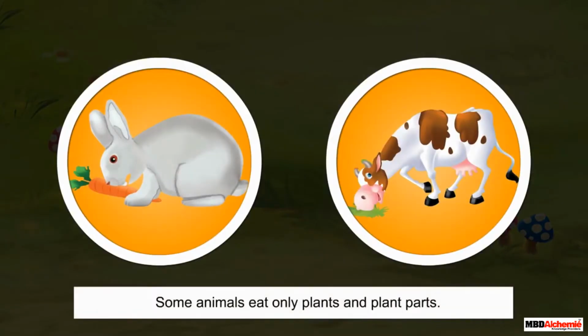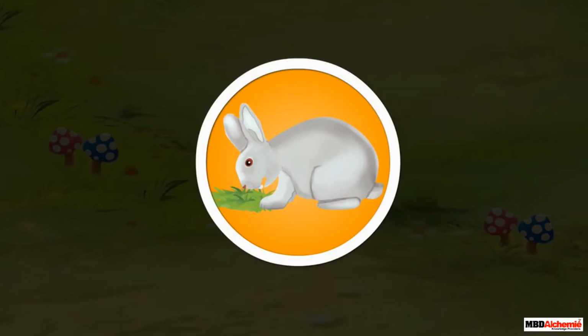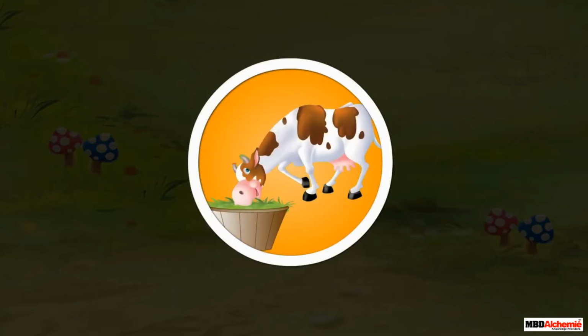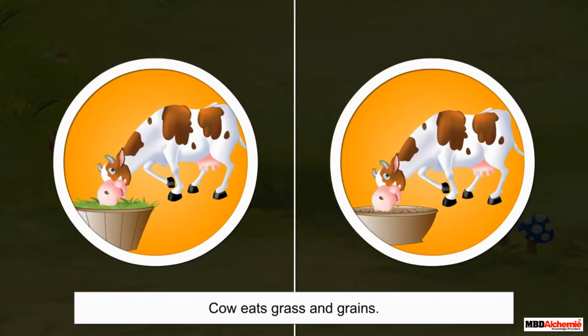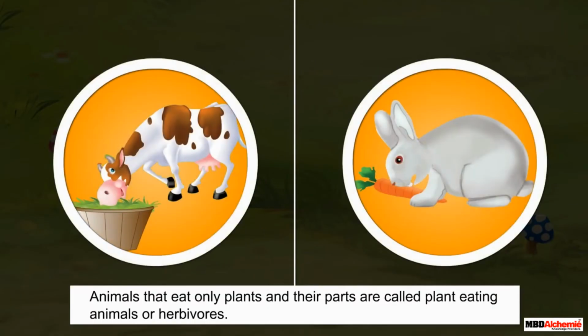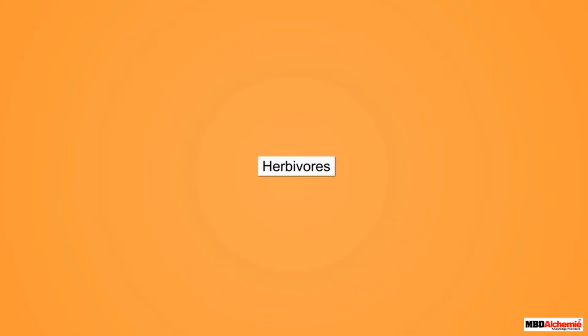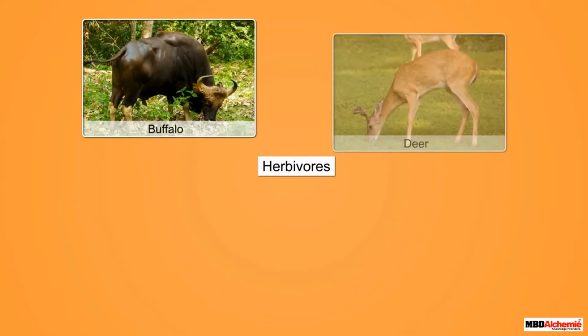There are some animals that eat only plants and their parts. For example, a rabbit eats only grass and fresh vegetables. Similarly, a cow also eats grass and grains. Such animals that eat only plants and their parts are called plant-eating animals or herbivores. Other examples of herbivores are buffaloes, deer, and camels.